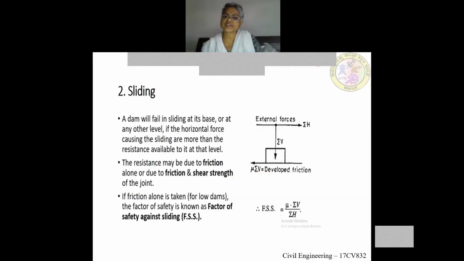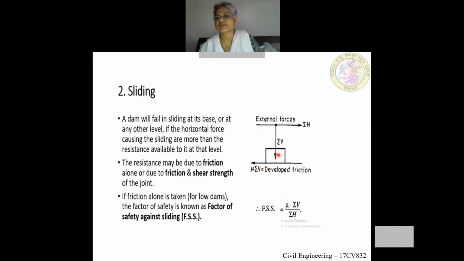So if this horizontal force exceeds this resistance force, then there will be sliding of the dam towards the right side. Okay, a dam will fail in sliding at the base or at any other level if the horizontal forces causing the sliding are more than the resistance available to it at that level. If it is a high dam, this failure may take place at any height. For a low dam, normally it is at the base.